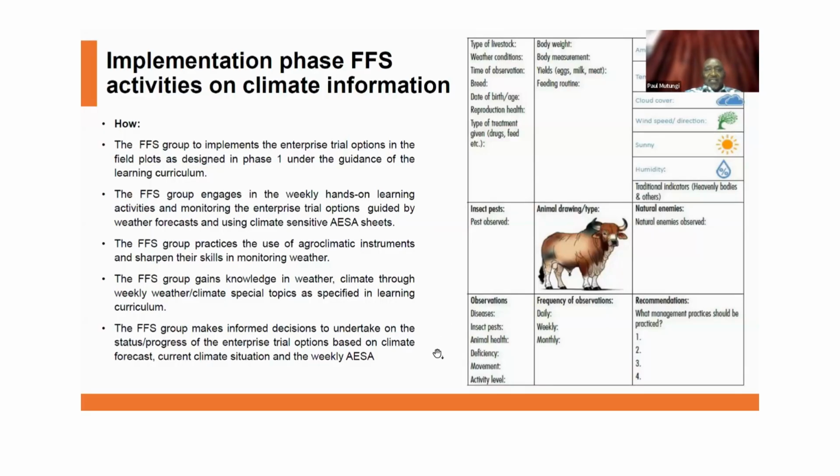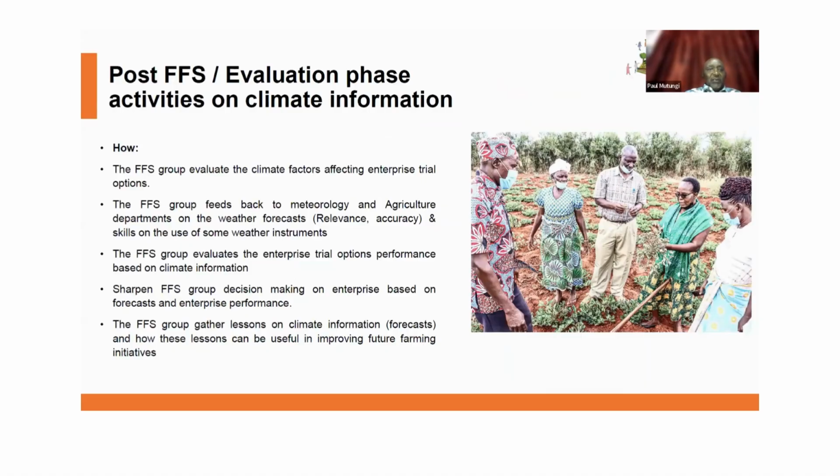Next slide. I think it's just 2 to go. So this is the last slide. We have said in that other slide what happens during the implementation and how the FFS groups make decisions. And the learning curriculum in FFS varies depending on the enterprise. There are enterprises that can go for 20 weeks, there are enterprises that can go for 32 weeks, 52 weeks. So you can see how long it takes. And each week you are meeting, you have got to get the weather information and you have got to make decisions based on the weather, both traditional and scientific.